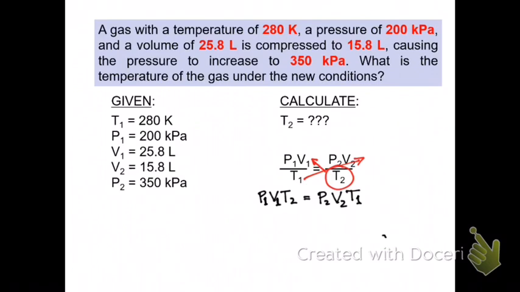And now we want to isolate T2 by itself, so we can divide both sides by P1 V1. You see how P1 would cancel with P1, V1 would cancel, and now you're left with the equation for T2. So here's the equation for T2.